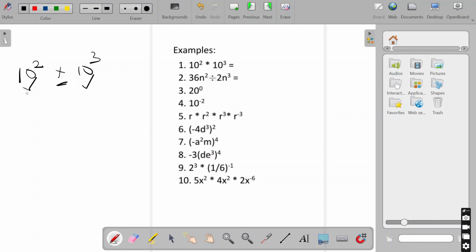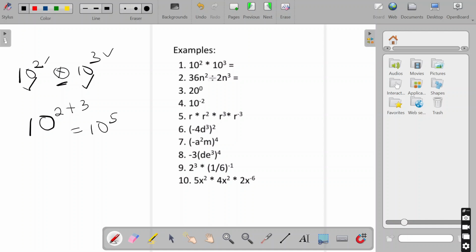So 10 is common amongst the two, and we simply write one 10 out. All you need to do is just add this 2 to this 3 because of the times turning into plus. So that will be 2 plus 3, and that will give you 10 raised to power 5. That's the answer, 10 raised to power 5.